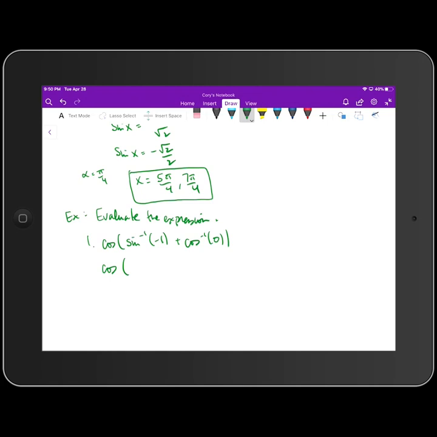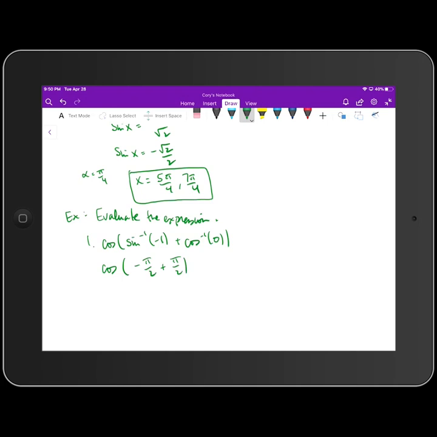Inverse sine of -1. We want to find the inverse sine of -1. We want to think to ourselves, the sine of what angle between negative pi over 2 and pi over 2 is -1? And that's negative pi over 2. Plus, we want to find the inverse cosine of 0. Again, that's going to be equal to some angle measure. We want to think to ourselves, the cosine of what angle between 0 and pi is going to be 0, and that's pi over 2.